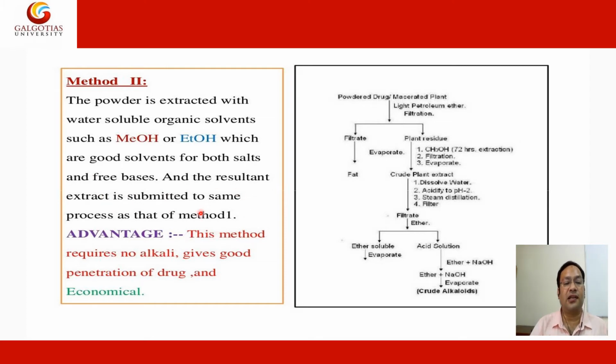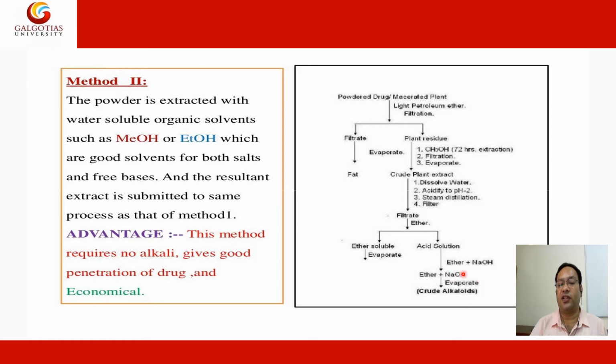The resultant extract is submitted to the same process as that of Method 1. Advantages of this method: it requires no alkali, gives good penetration of the drug, and is economical. The liquid powdered drug is defatted with light petroleum and filtered, the fatty material is removed, and the plant residue is extracted with methyl alcohol, filtered and evaporated. The extract obtained is dissolved in water, acidified to pH 2, and steam distilled.